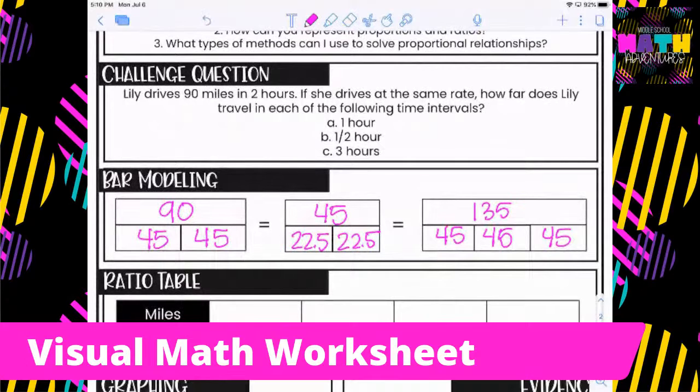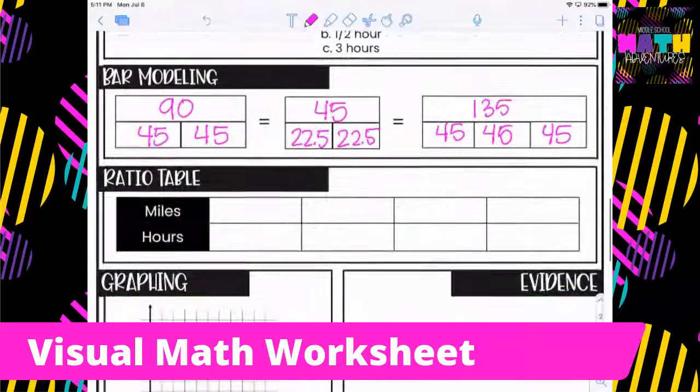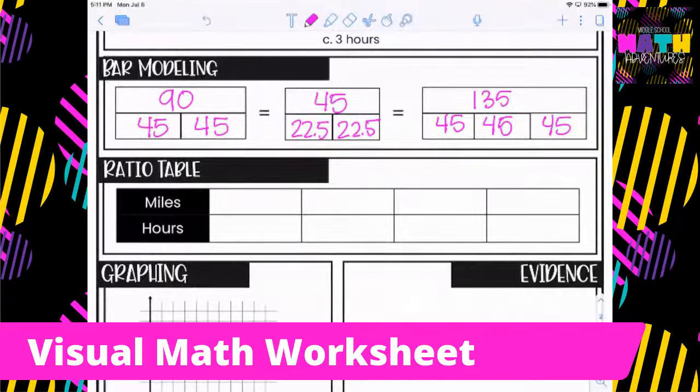Okay, so what you're seeing here is the relationships between the first hour, the second hour, the half hour, and the third hour. Students are able to break this down pretty easily because they can actually see the bar method here, and determine, based on this method, how these relate to each other. Then we do a ratio table, and this allows us to see the entire picture, the full picture.